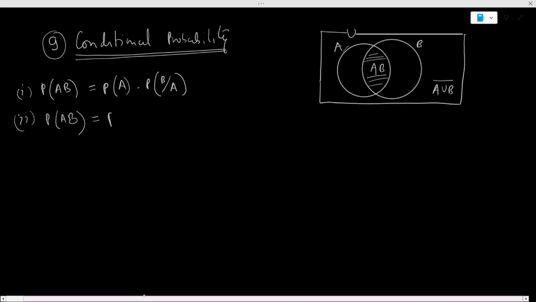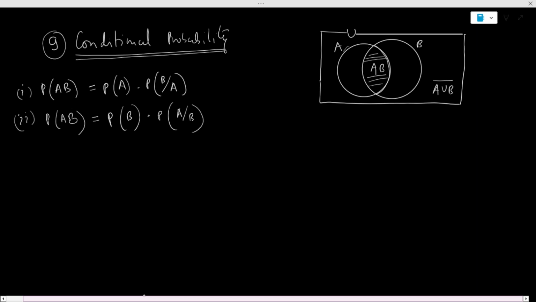Similarly, if we know the information of B, the event B, then in this event B we are going to take only that information from A that is related with B. So it covers this region. Again, we end up with probability of AB.